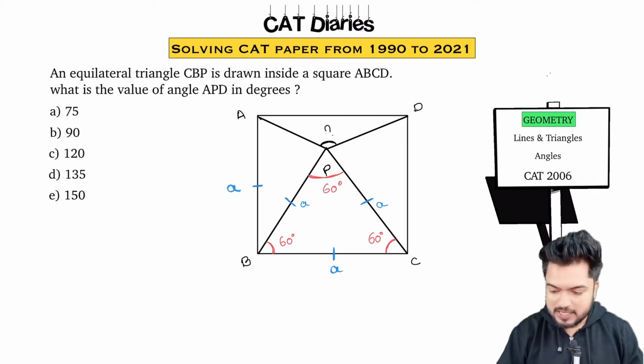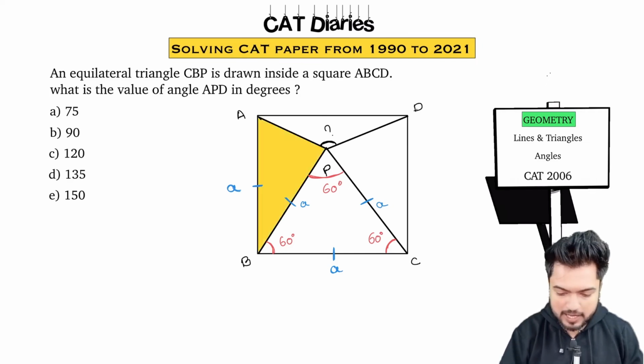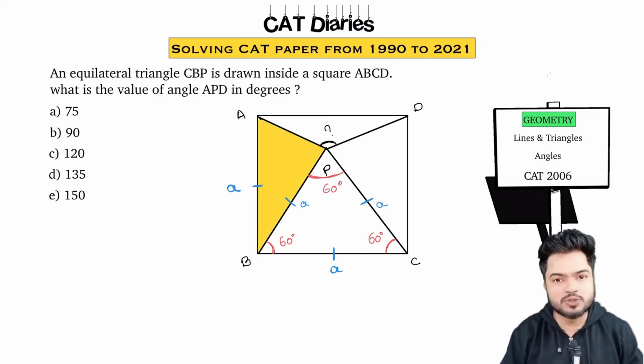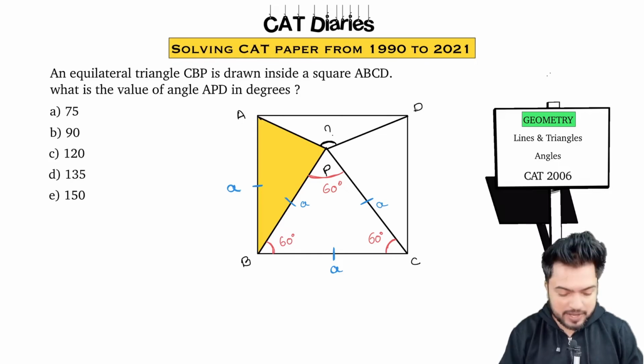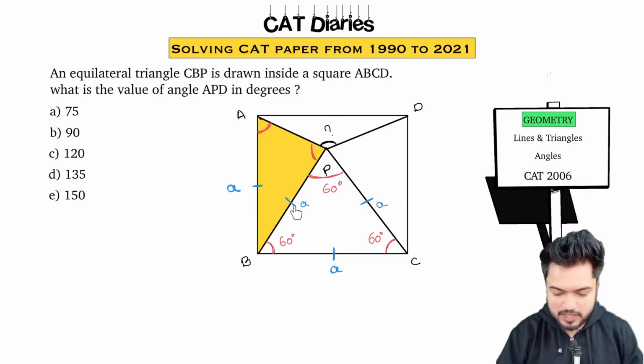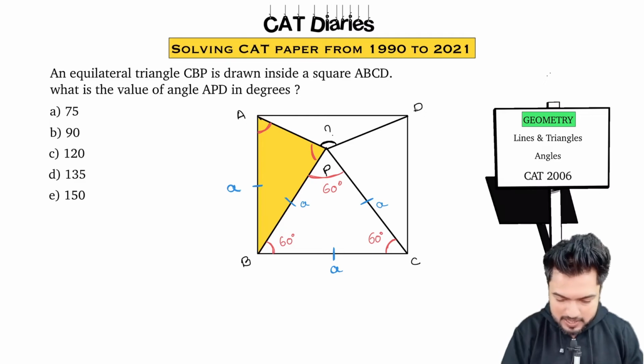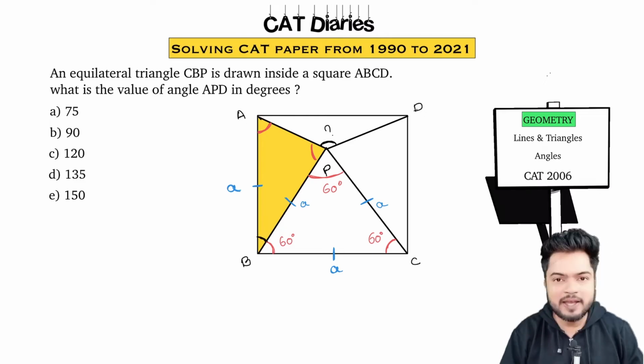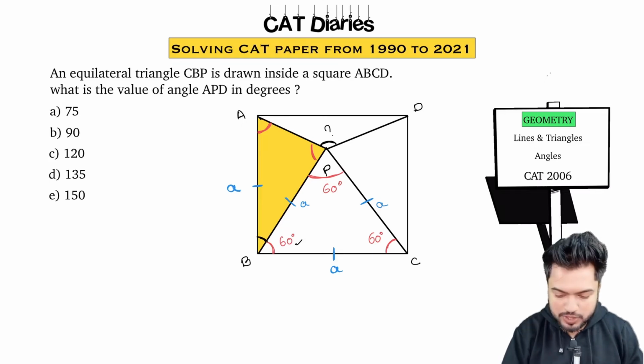Now I'm talking about this yellow triangle. You will say that it's an isosceles triangle, where this angle is equal to this angle. Why? Because these two sides are equal. This is A, this is A. So it becomes an isosceles triangle where this angle is equal to this angle. And I already know what this angle is. This would be 30. Why? Because it's a square, and the square has an angle of 90, where this is already given as 60. So the remaining angle would become equal to 30 degrees.